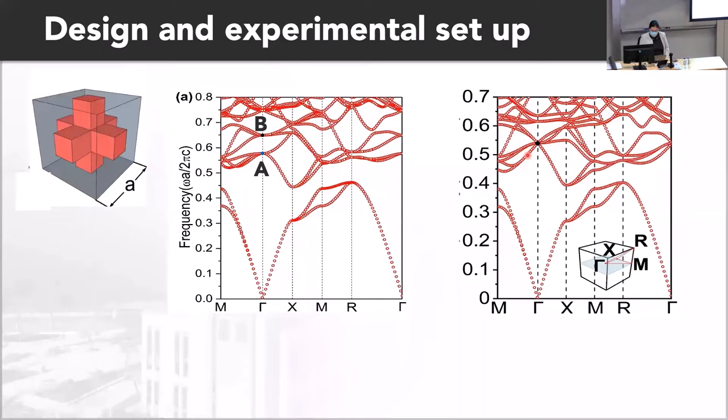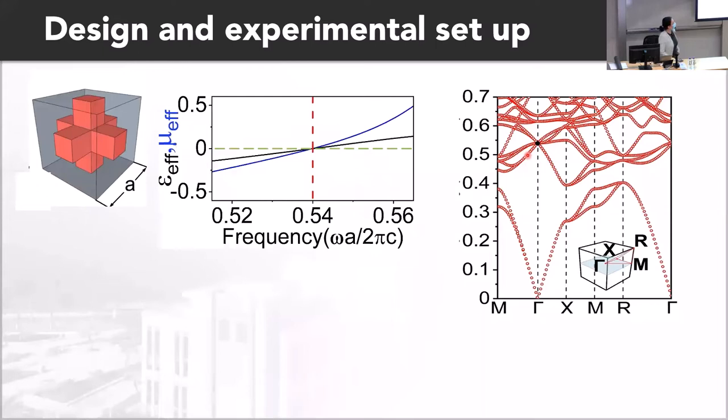Anyway, we compute the effective parameters, effective epsilon and effective mu. Again, across this frequency, both of them turn out to be zero. So this is again a double zero index material.